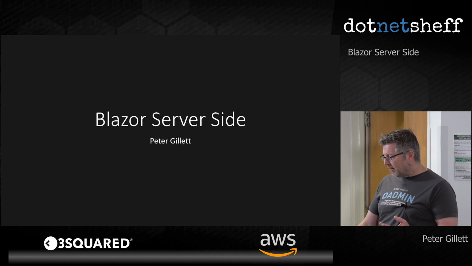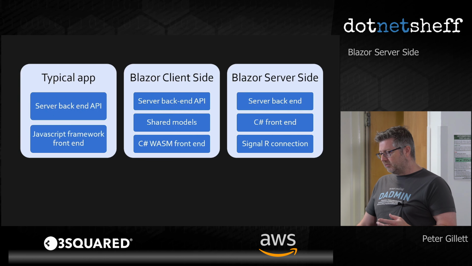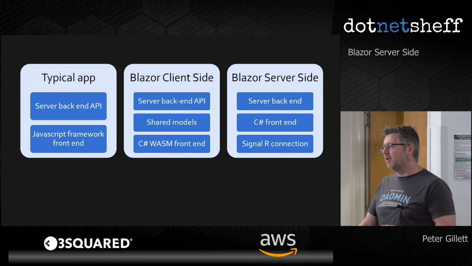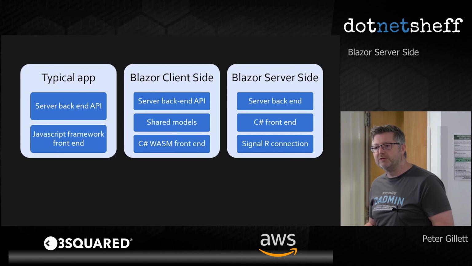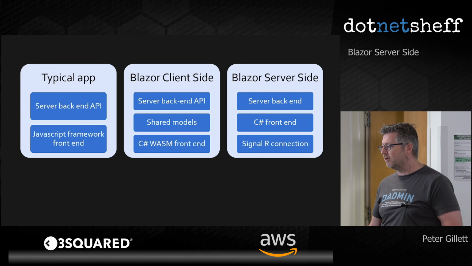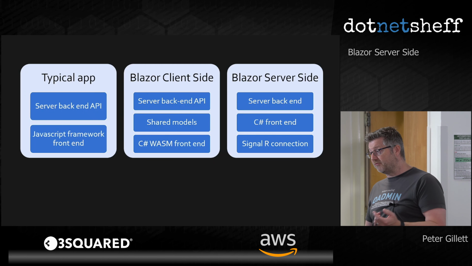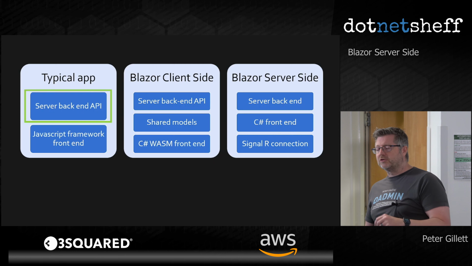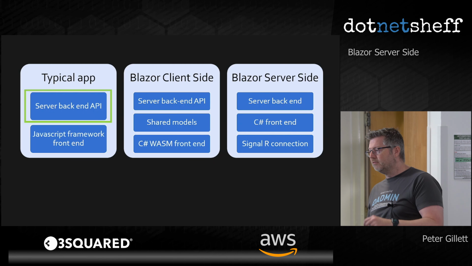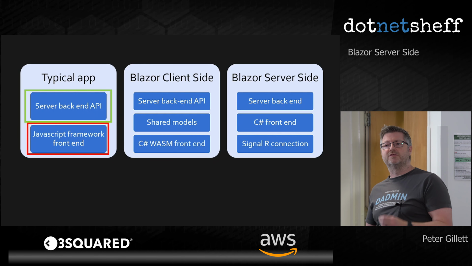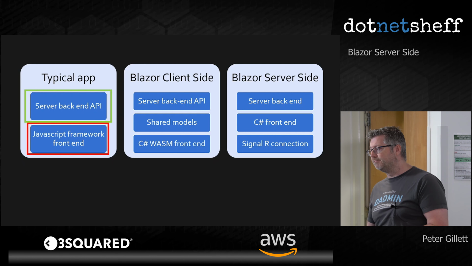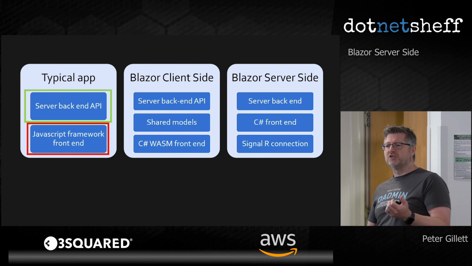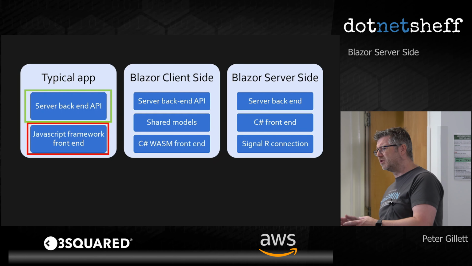So if you take a typical web app, you'll have your server backend, API, however that's distributed, but basically you've got your server side and you've got your JavaScript framework on the front end. The green box indicates where you're running on the server and the red box where you're running on the client. You've got two versions of Blazor: client side and server side. I'm specifically going to talk about server side.